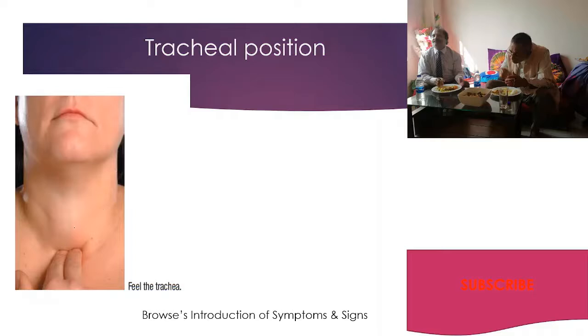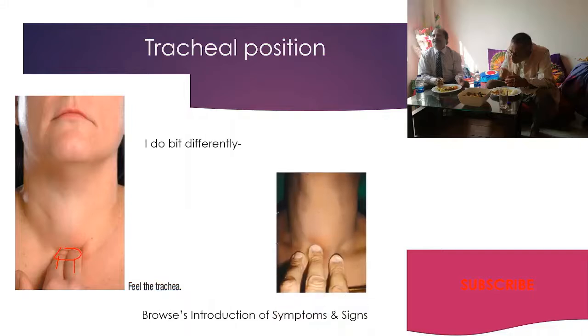And they show that they have placed the right index finger and right thumb over the suprasternal notch, and then they have asked the patient to swallow, and they have assessed whether the trachea is centrally placed or not. But in our clinical practice we usually do it a bit differently.